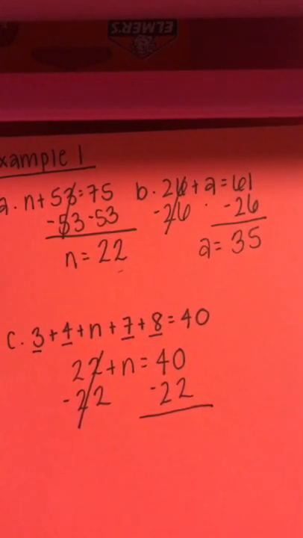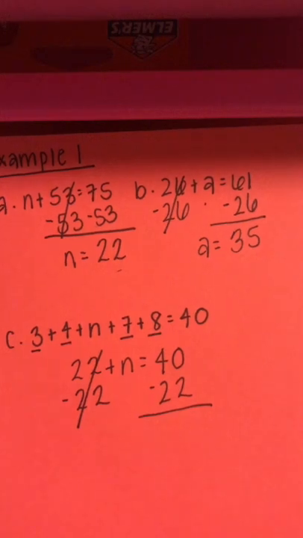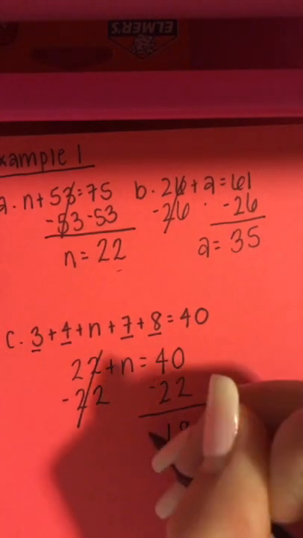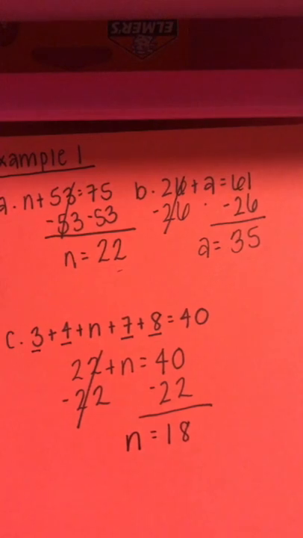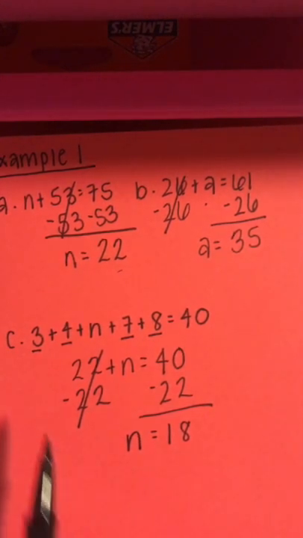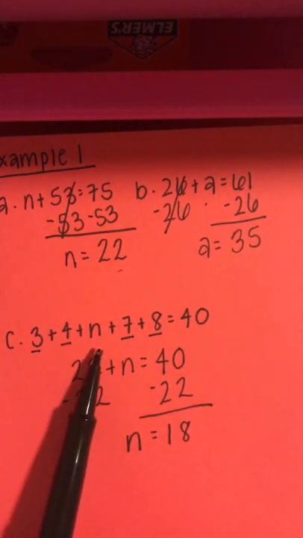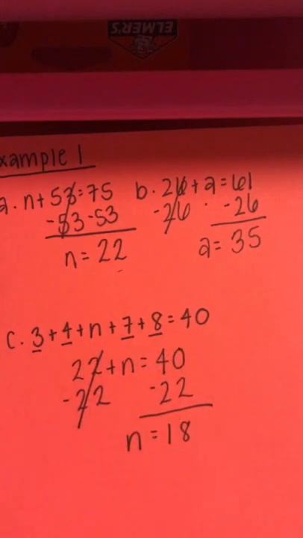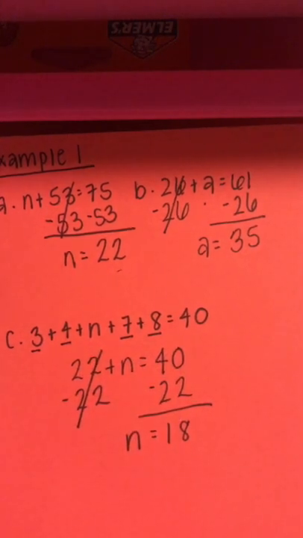So once you subtract 40 minus 22, you will get 18. And this will be your final answer. And again, you can take 18 and plug it back into your original equation up here, and you will see that your answer is 40, meaning that you did your work correctly.